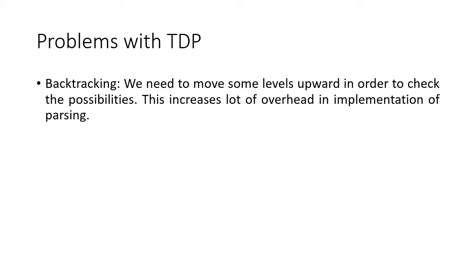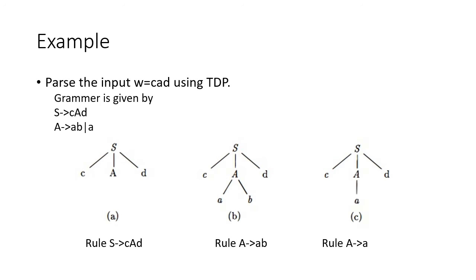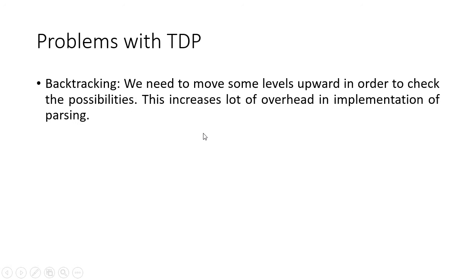Now the main problem with backtracking is that it takes so much load in going backwards. If you see this one, if there's no matching, it has to go back. This is a simple tree. If there's a big tree, then it has to go back one step every now and then. So we need to move more levels upward in order to check the possibilities. So it adds lots of overhead in implementing parsing. This is the main problem of top-down parsing with backtracking.